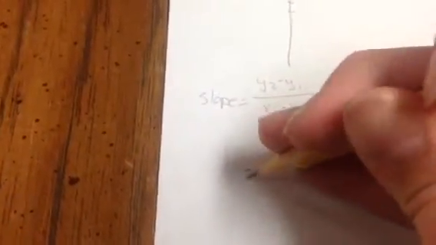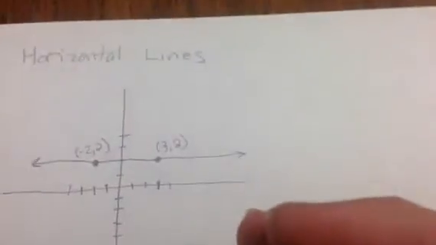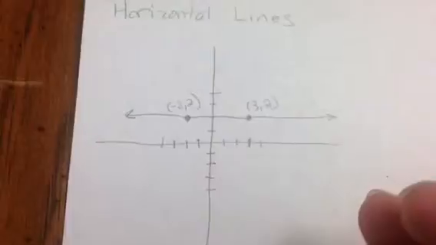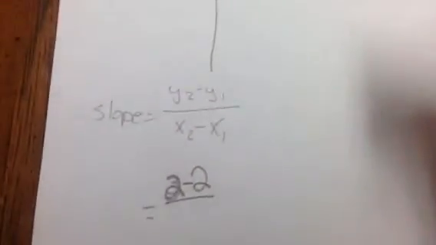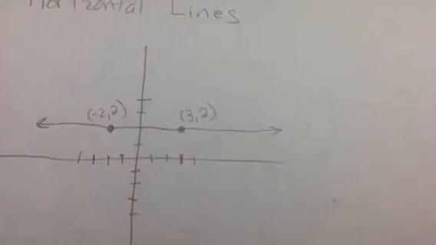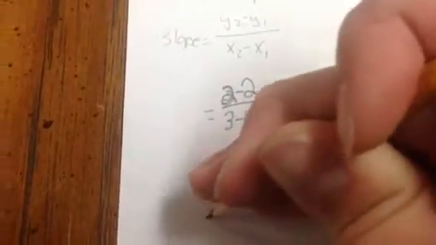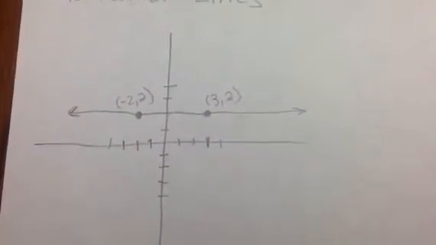So in this particular example, y2 is 2, as you can see, and so is y1. So on the top, you should have 2 minus 2. The bottom, x2 minus x1, we'll say x2 equals 3 and x1 equals negative 2. So plug this into the equation and you have 3 minus negative 2. And this simplifies to 0 divided by 5, which equals 0. And since the slope is 0, that means that this line is horizontal.